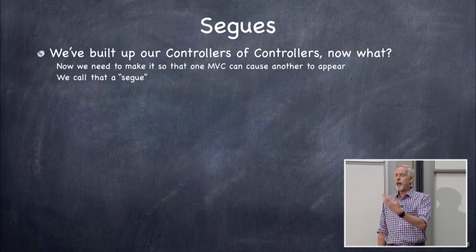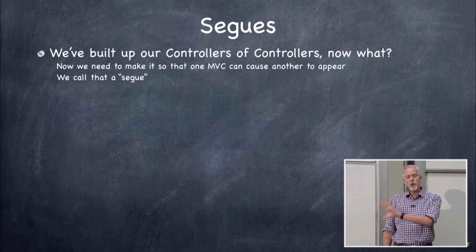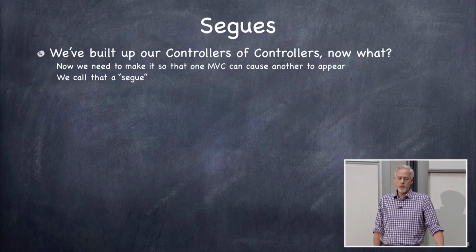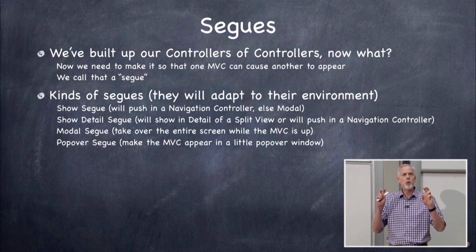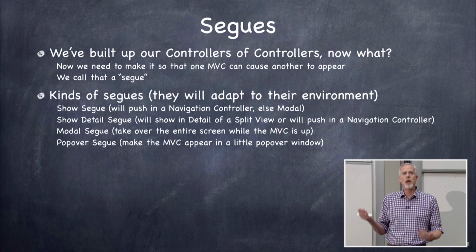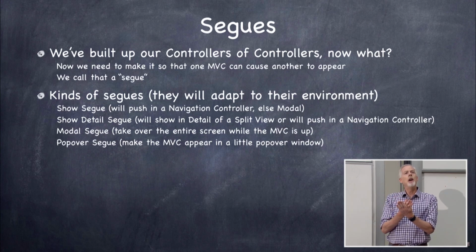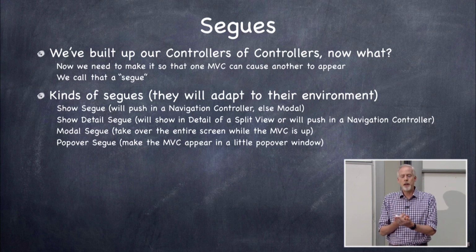Always a new MVC. It makes it and puts it on the top of the stack or puts it in the right side of a split view controller. So here are the kinds of segues that exist. There's a show segue. That's the kind of segue that works in a navigation controller. That causes the new MVC to be put on top of a stack.